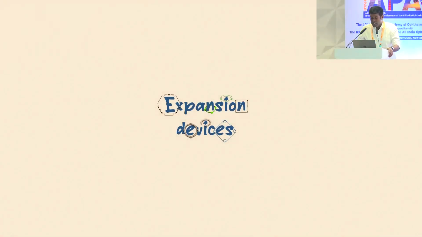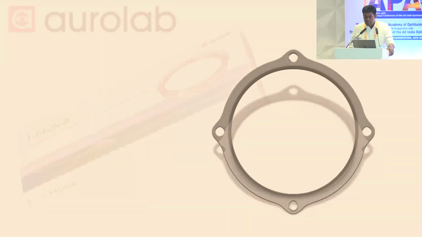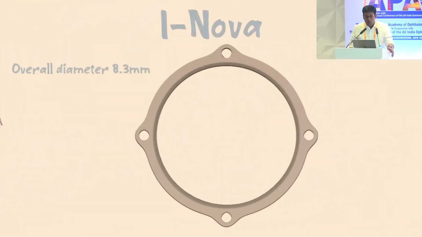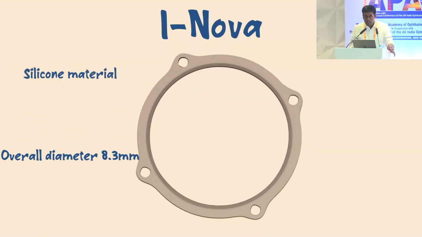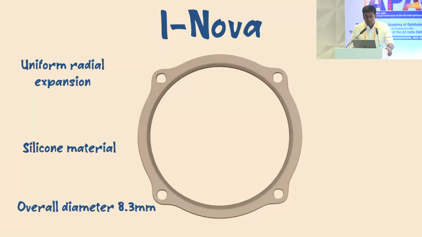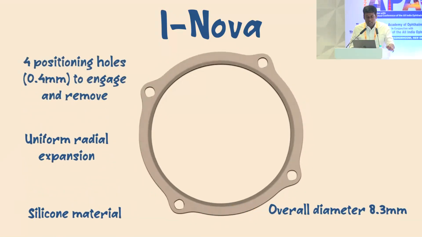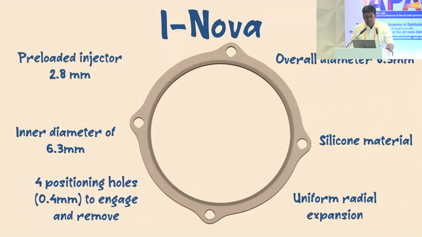The latest addition to this collection is the iNova pupil expansion device, developed by Aurolab. It gives an overall diameter of 8.3 mm, and it's made of silicon material, and it gives a uniform radial expansion. It's 360 degree. It will be attached with the iris, and it can be positioned with 4 positioning holes to engage and to remove. It gives an inner dilatation of almost 6.3 mm, and it comes with a preloaded injector which can be injected through a 2.8 mm incision.